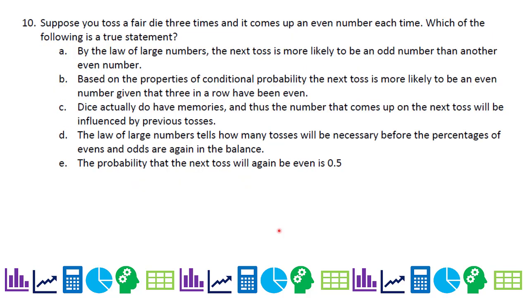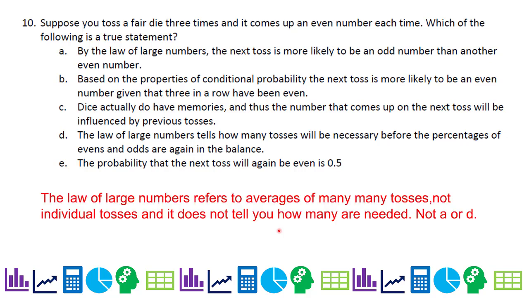Number 10. Suppose you toss a fair die 3 times and it comes up an even number each time. Which of the following is a true statement? By the law of large numbers, the next toss is more likely to be an odd number than another even number. So the law of large numbers refers to averages of many, many tosses, not individual tosses. It doesn't tell you how many are needed either, so that rules out D, which says the law of large numbers tells how many tosses will be necessary before the percentages of evens and odds are again in balance. That would be interesting if it could do that.